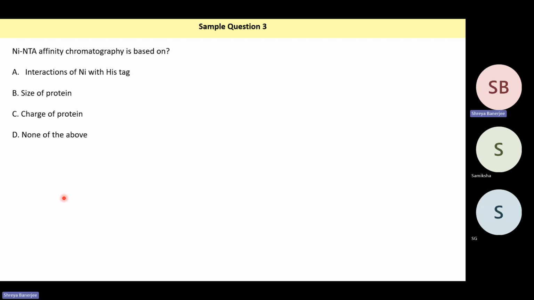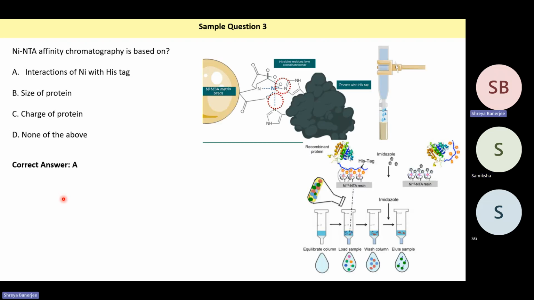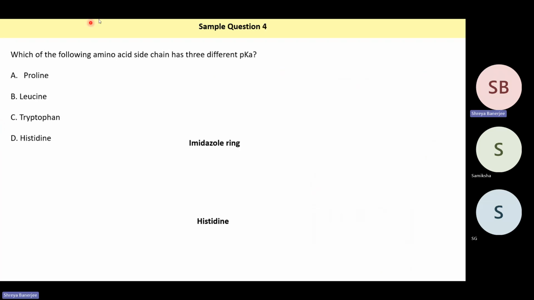Then this is asking nickel NTA affinity chromatography is based on what? Option A, nickel with histidine tag. Yes, that is a very straightforward question. We have already discussed. Any affinity chromatography is based on very specific interactions. Next, which of the following amino acid side chains has 3 different pKa?